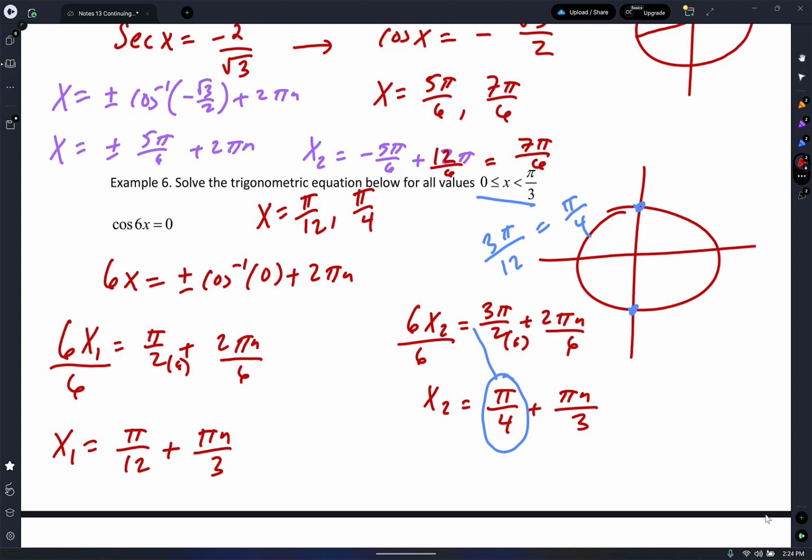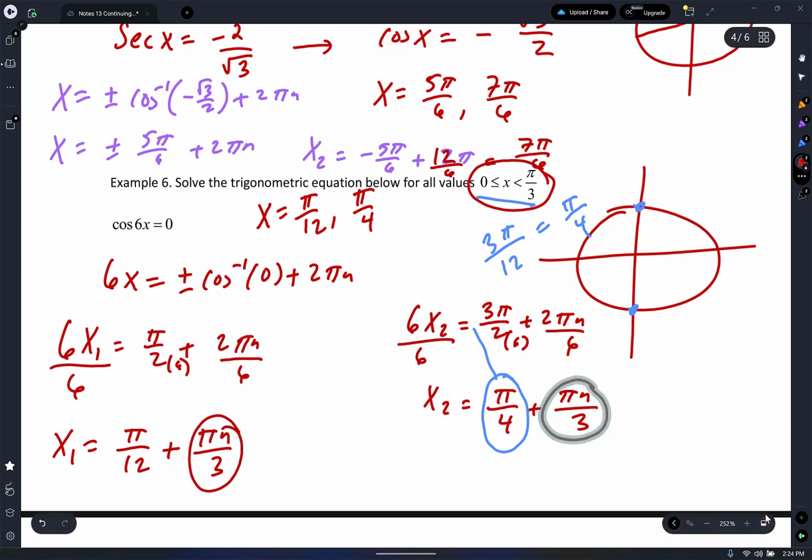And that's it, because my domain is between 0 and pi over 3. So my period is pi over 3. So if I had pi over 3, I would be outside the domain already. That makes sense, guys? You would have gotten these answers if you would have done plus minus. So you don't have to write this down. You can just listen. I'm just starting from here.